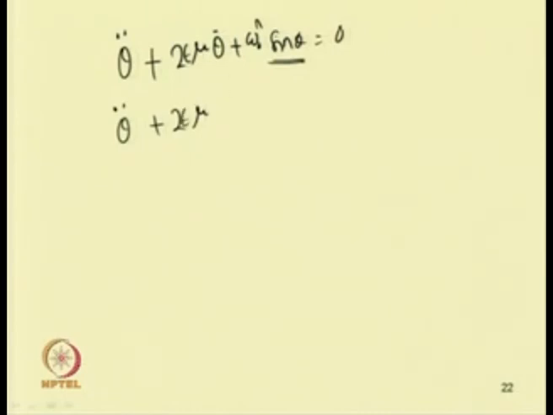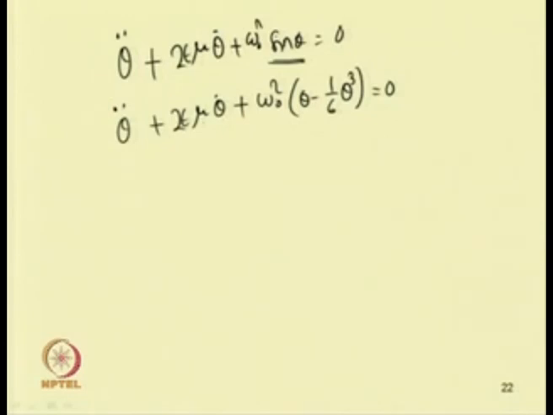The original equation is theta double dot plus 2 epsilon mu theta dot plus omega 0 square sin theta equal to 0. In this case, by expanding sin theta up to the cubic term, this can be written as theta double dot plus 2 epsilon mu theta dot plus omega 0 square into theta minus 1 by 6 theta cube equal to 0.